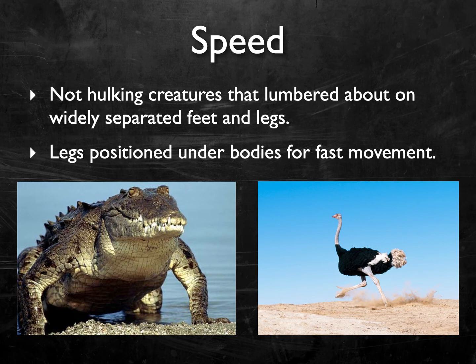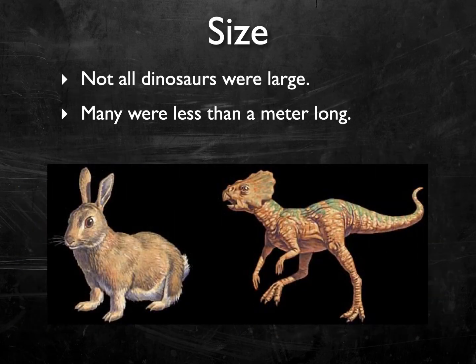What's another misconception? Another misconception is that dinosaurs were all huge. Dinosaurs were not huge. In fact, they were so ubiquitous, they were everywhere in the environment. Lots of them were tiny. There were some in between. Of course, there were some that were gigantic.